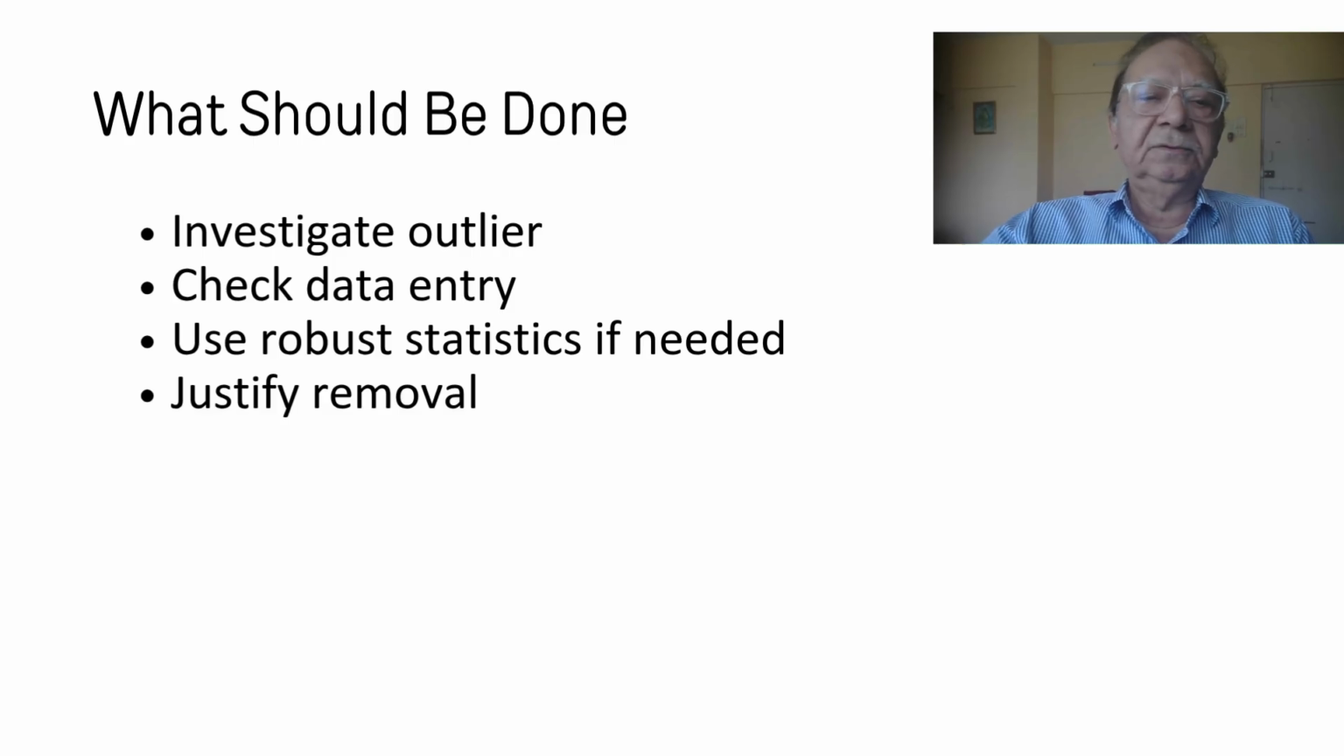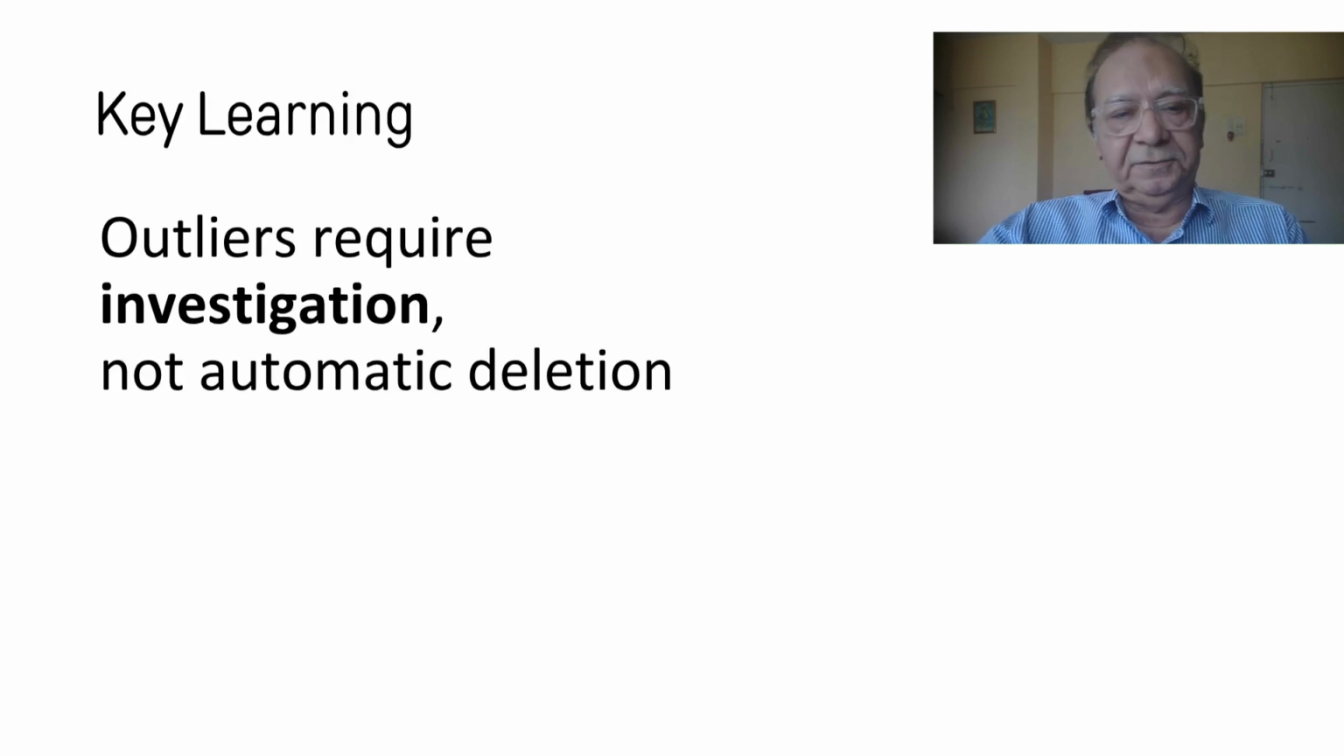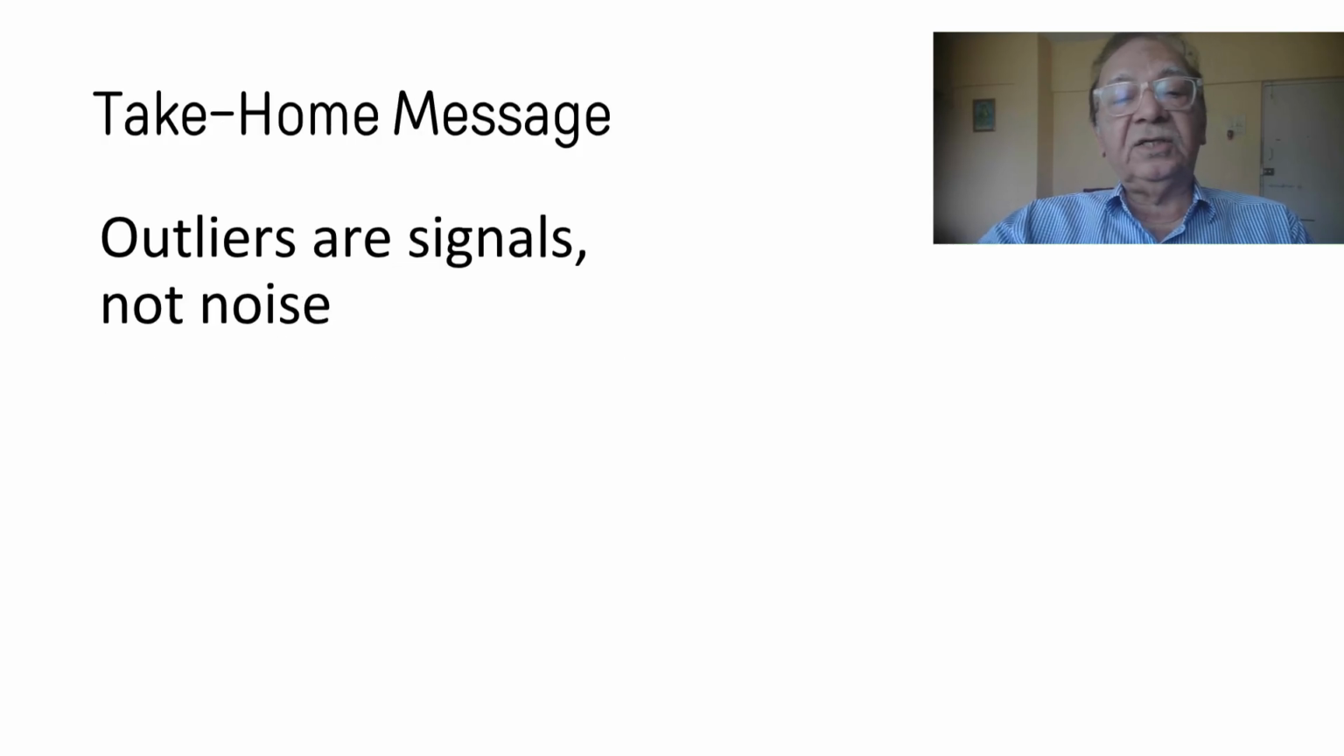What should be done? Good practice requires investigating outliers, verifying data accuracy, and using appropriate statistical methods. Removal should be justified, not automatic. To conclude, outliers are not merely noise in the data, they are signals that require careful interpretation. Outliers are signals, not noise.